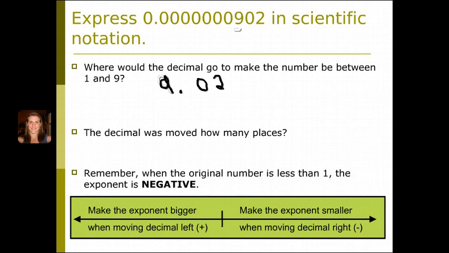The decimal was moved how many places? How many places was it moved from your original problem? Well, if we count 1, 2, 3, 4, 5, 6, 7, 8, it was moved 8 places. And remember, when the original number is less than 1, which this is because you've got a decimal point right there, the exponent is negative. So our final answer would be 9.02 times 10 to the negative 8th power.